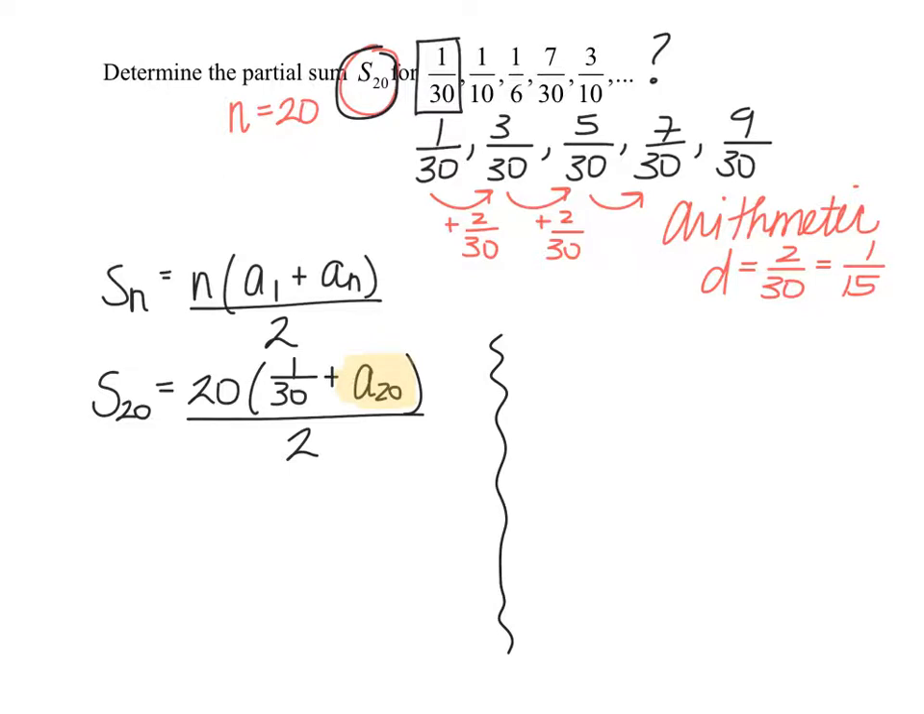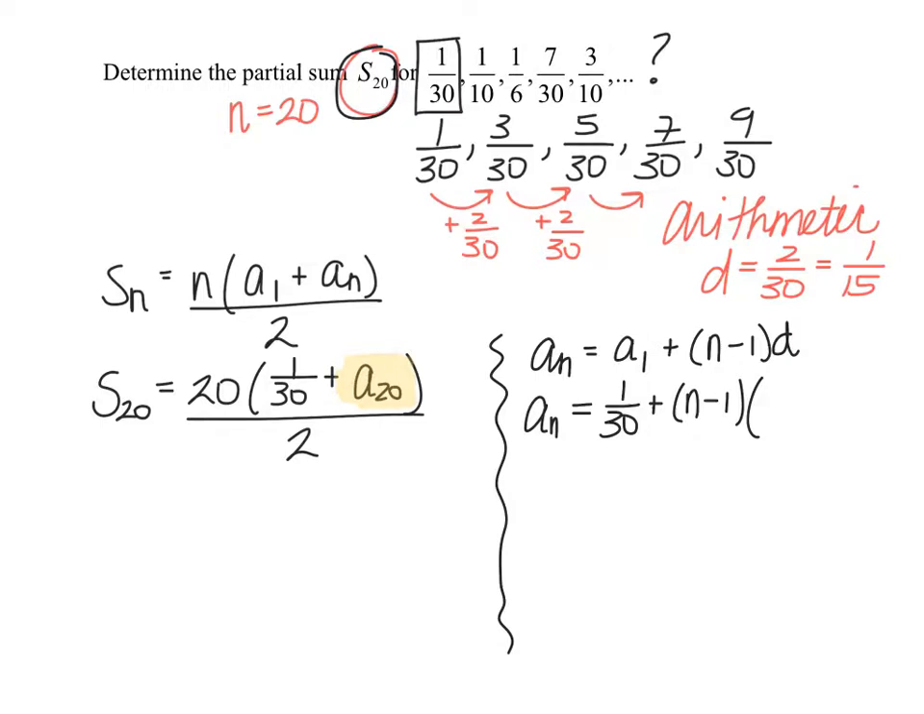Well, one option would be brute force. I could just keep adding 2 over 30 repetitively and do that until I got to the 20th term. But it'd be much more efficient to go ahead and come up with a formula for this sequence of numbers. Since it's arithmetic, we know we have an arithmetic formula for any arithmetic sequence. It can be defined as a sub 1 plus n minus 1 times d. So we could go ahead and use this formula to generate a general formula for the sequence, which would be, the first term is 1/30 plus n minus 1 times my common difference.